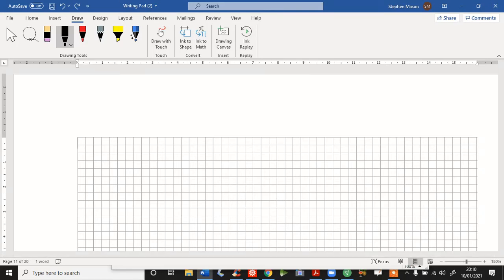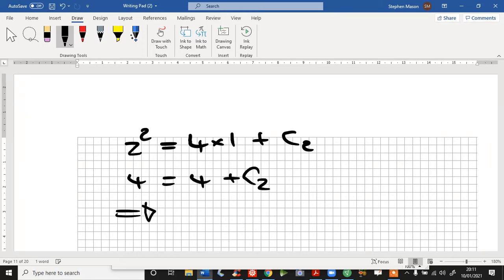So we've got 2 squared equals 4 times (1 plus C2). So we've got 2 squared, which is 4, equals 4 plus C2, and this implies that C2 equals 0, because you just subtract 4 from both sides, and the 4 disappears from the right hand side and the 4 disappears from the left hand side.